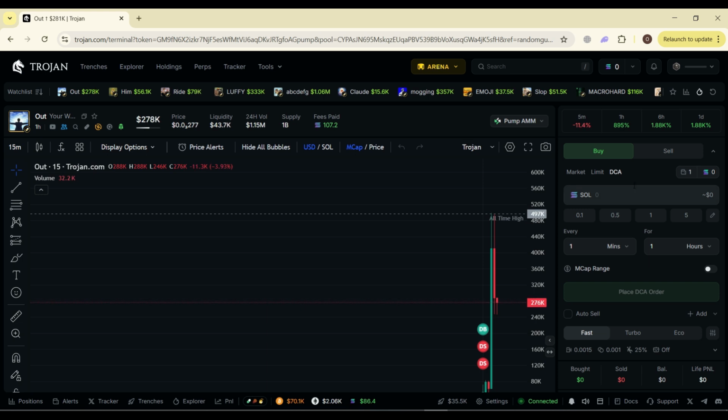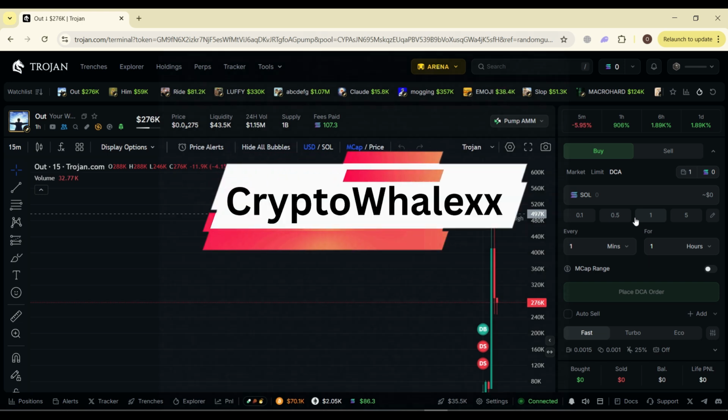Now you can set the total amount you want to invest, number of buy orders, and price level. So step 3, confirm the order. Once you confirm, Trojan will automatically buy at each price level. You don't have to watch the chart all day.